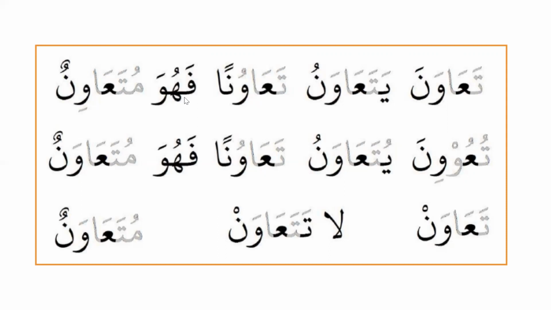Okay, so over here you can see in amr form, in commanding fi'l, you have ta from the family. Ta for anta version of fi'l mudari is dropped, but now you have this ta coming from the family. So ta'awan, la tata'awan, forbidding, la tata'awan. So let's do it together again one more time.